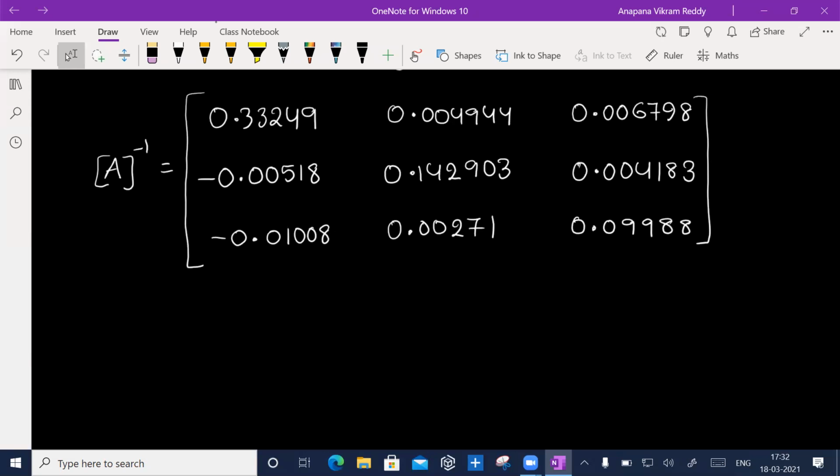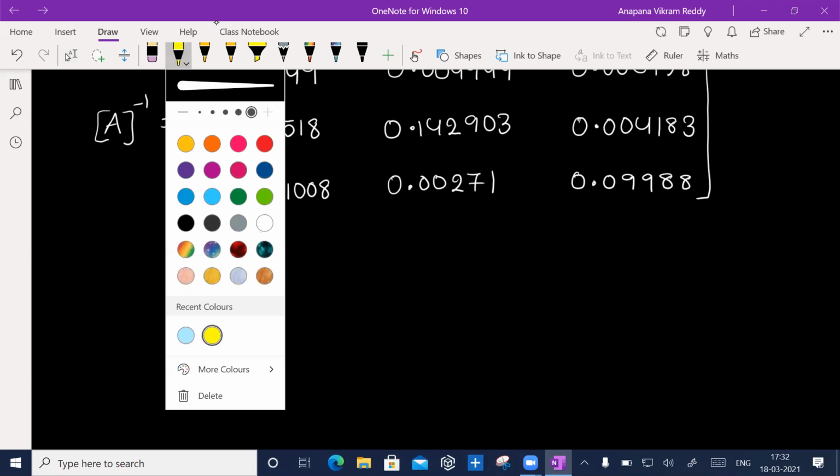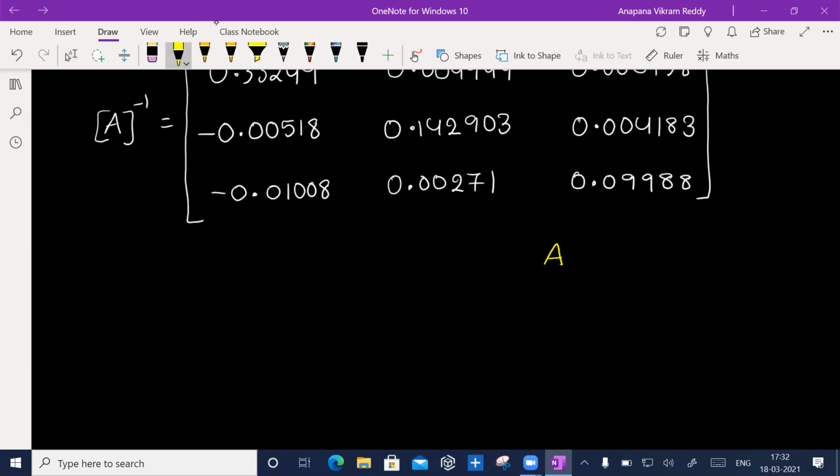Now you can check the validity with what? The validity of the result can be checked by, yes, anyone? Multiplying with A. Very good. So we must get identity. A multiplied by A inverse, and you must get the identity matrix. That's it. You can check the validity this way. Okay. And that's it here.